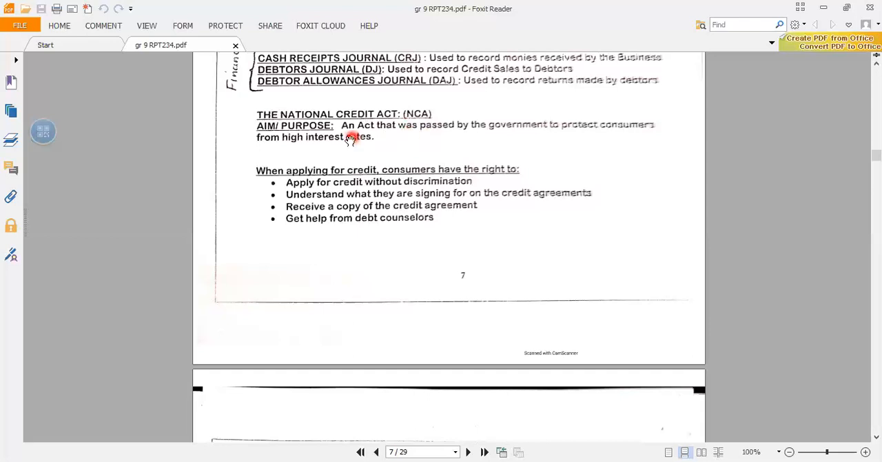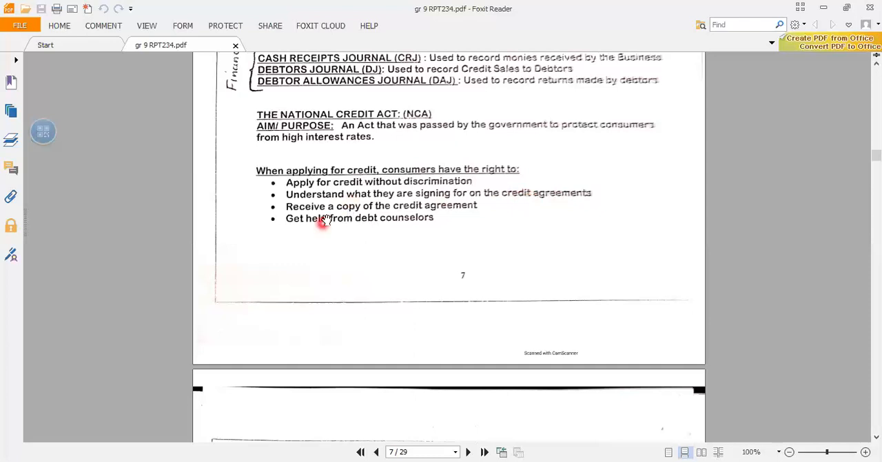So the main purpose is that this act was passed by the government to protect consumers from high interest rates. When applying for credit, consumers have the right to apply without discrimination, which means they cannot be discriminated against in terms of color, age group or gender. Everyone needs to be given a fair chance when applying for credit. They need to understand what they are signing for on the credit agreement, which means if customers are unable to understand the clauses in the agreement, they can ask for those clauses or terms to be interpreted in their language so that they have a better understanding.